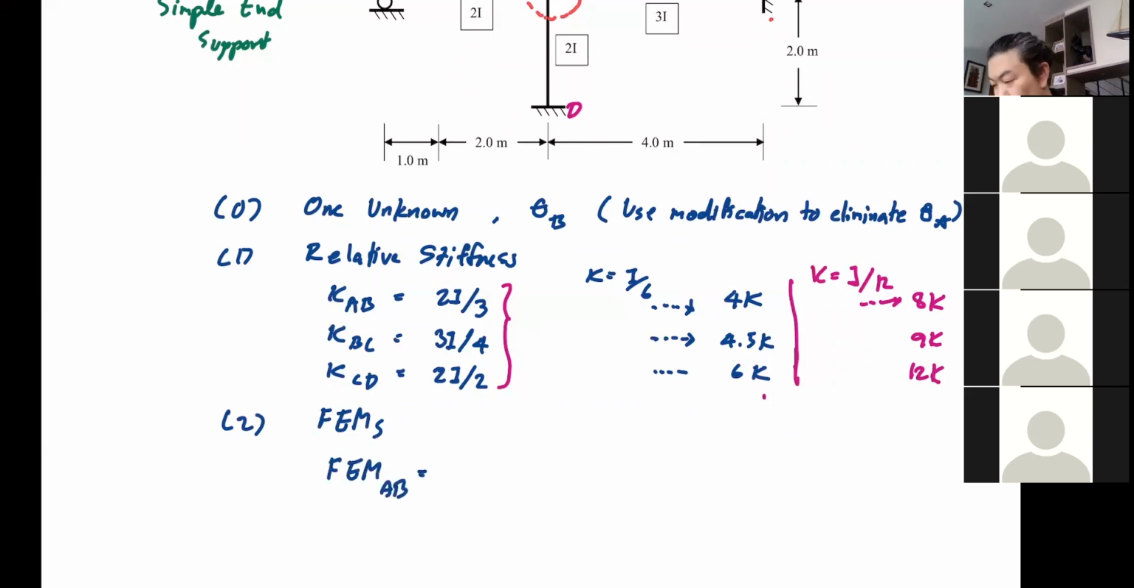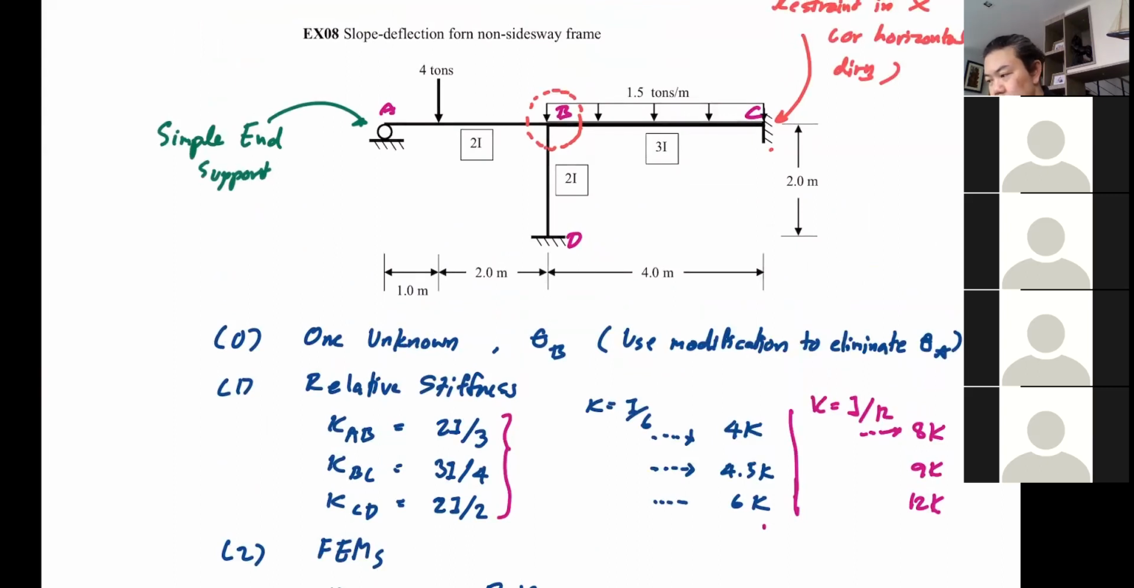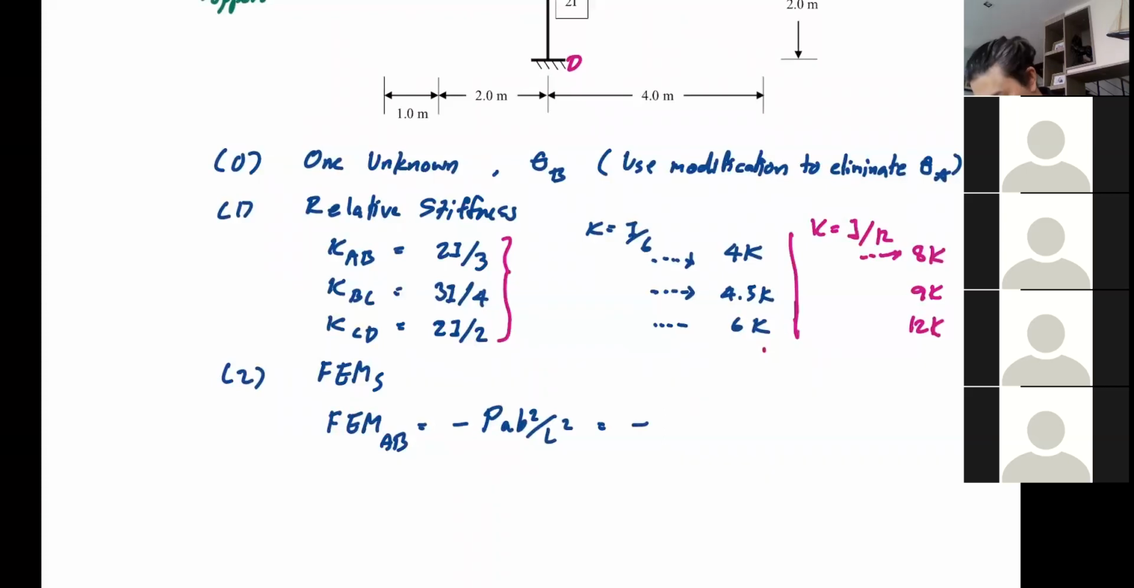FEMAB is going to be equal to minus PAB square over L square, right? Remember that? And you should notice that when the load is like this, this one is nearer to A than B. So fixed end moment AB should be greater than BA. That should be your common sense. So when you calculate this, it is minus and P is 4. So A becomes the number that you don't square, see? And then 2, you square this. So FEMAB is certainly going to be greater than FEMBA because the load is very close to A rather than B. And so you square the B instead because B becomes a bigger number. Yeah, and don't forget to divide by 3.